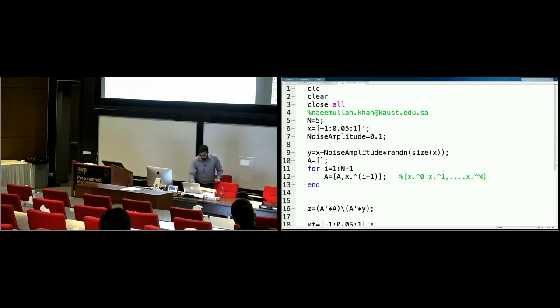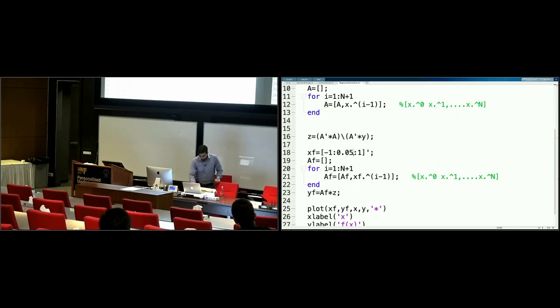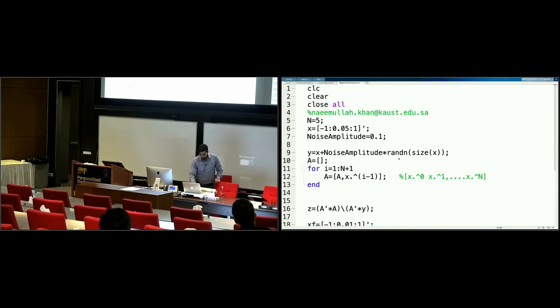check it maybe with something else as well. Any other function that somebody wants to do? But let's talk about overfitting in a bit of detail.